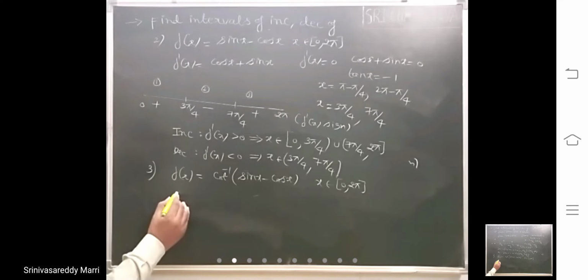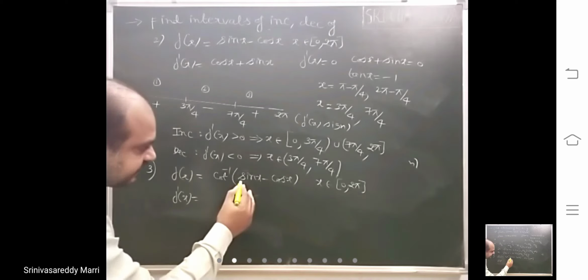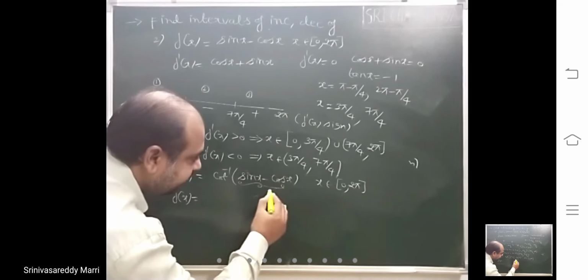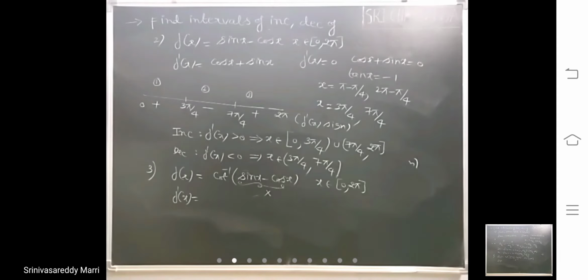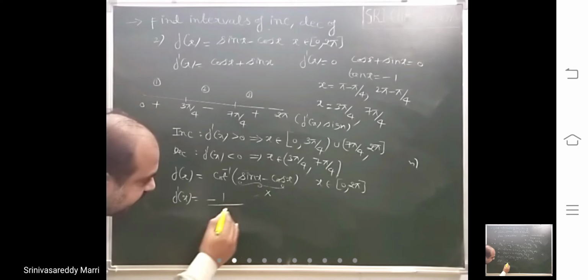Now derivative. First derivative. Cot inverse means you treat this as capital X. Derivative. Cot inverse x, you have the formula. Cot inverse x formula is what? Minus 1 divided by 1 plus x squared.